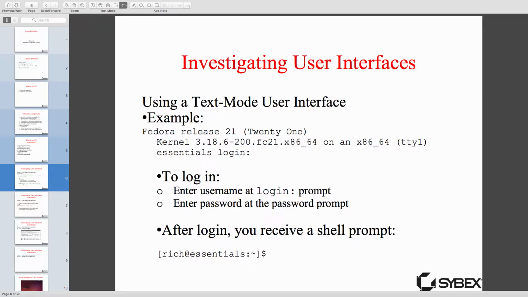So an example would look something like this. We come up to a login prompt and it's letting us know what version of Fedora it is. It's letting us know what kernel it's running. The name of the computer is Essentials, and it's prompting us for a login. So we're going to interact with this particular user interface via text. So we're going to type into it with the keyboard and then we're going to read the response. So there's no graphics involved with this one.